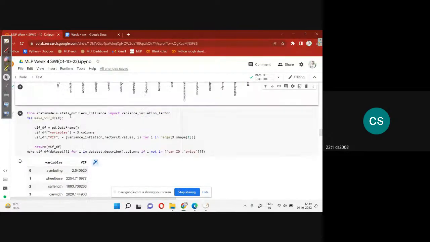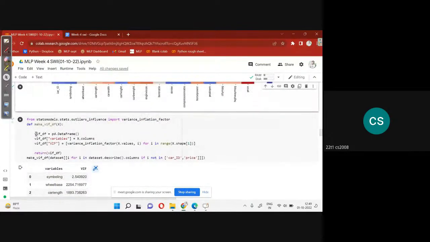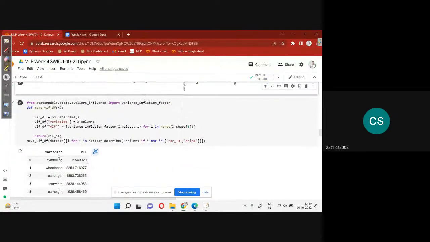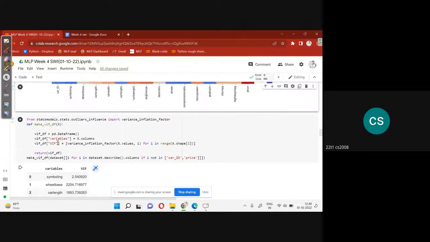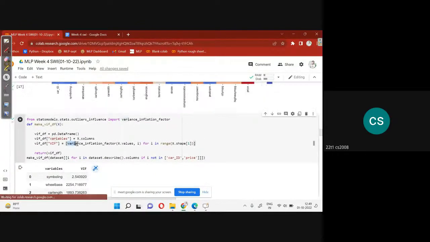So what we did here is that we wrote code which will create a data frame, and in this data frame it will print the variable and its corresponding VIF. To get the VIF, we have simple code like variance_inflation_factor with x.values. So it will give you the VIF.